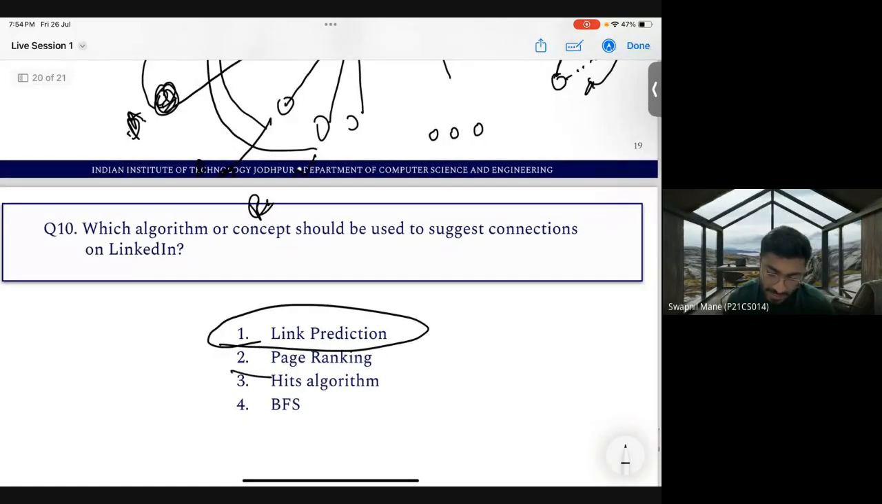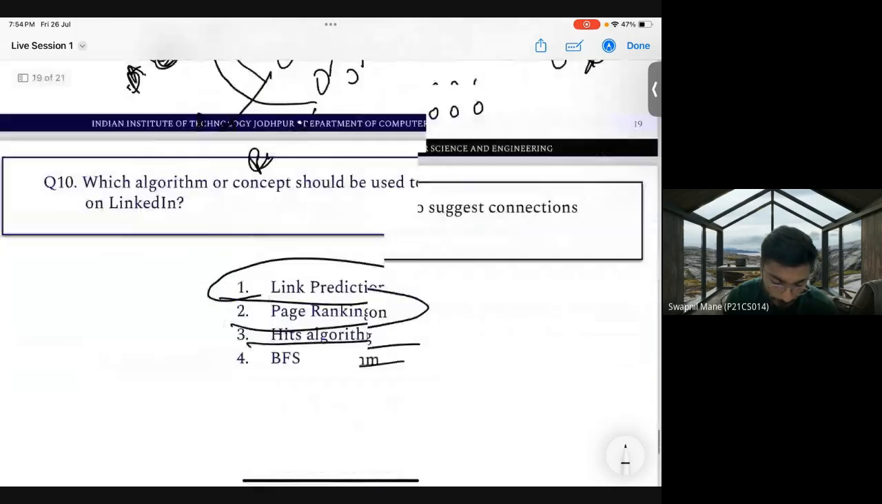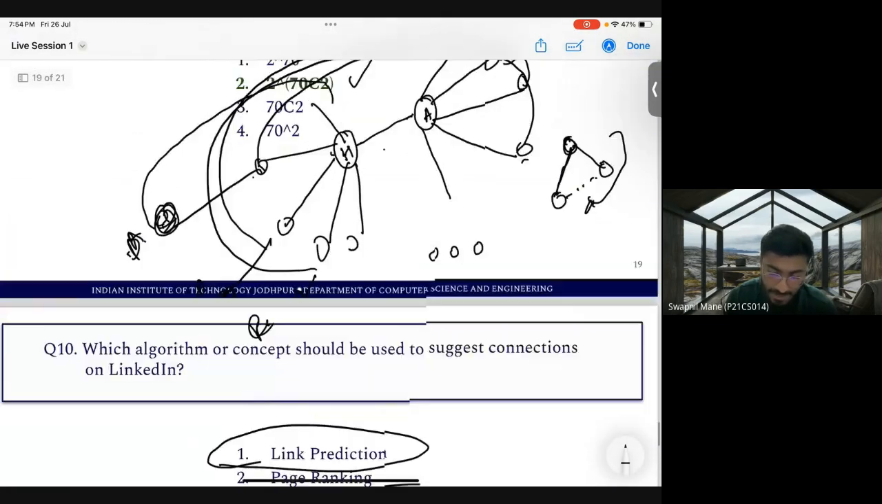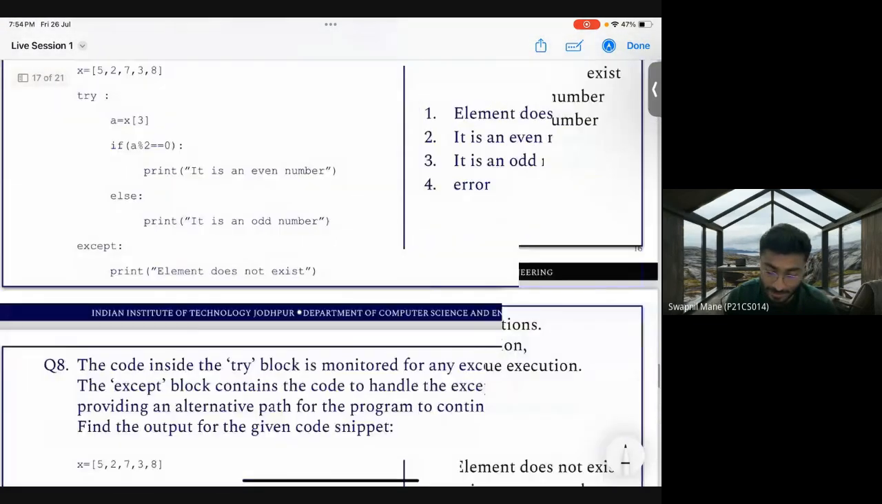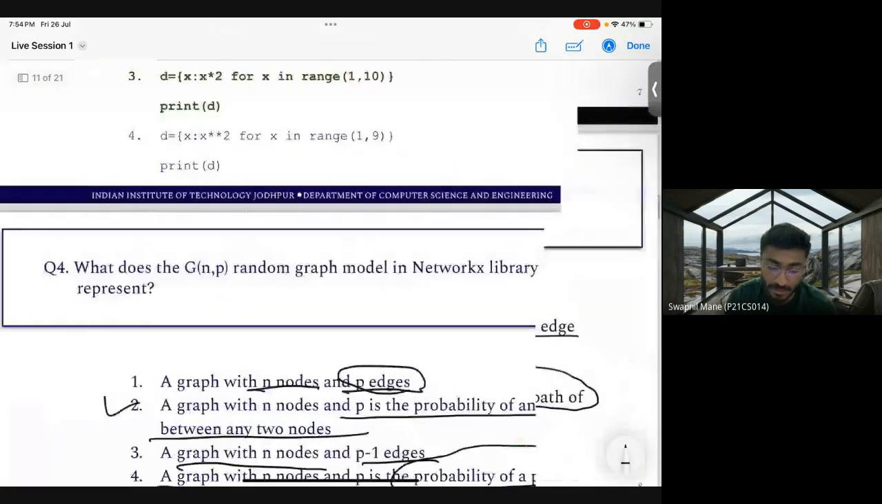PageRank is used for finding the more important node, so that is not required for suggesting connections. The HITS algorithm is also an algorithm for giving importance to web pages. BFS is a traversing problem, it's not required. That's it, the questions are over, which I have taken from the last assignment.